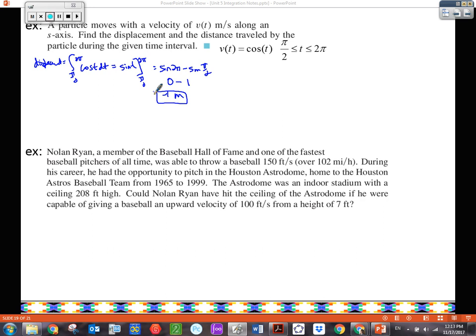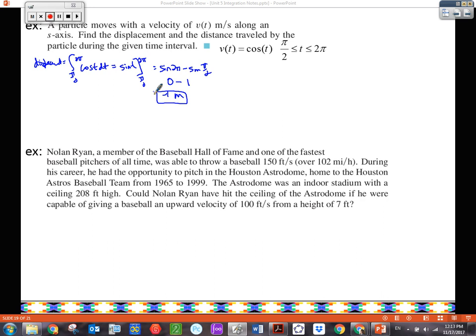Now let's take a look at distance. For distance, we need to integrate the absolute value of cosine. That's not as easy as just writing absolute value around cosine in my integral, unless I have a calculator. If I have a calculator, it is just that easy. You would just put the absolute values around cosine and use your calculator. But when we're doing it by hand, we can't just put absolute value around it. We have to investigate where it is negative and where it is positive.